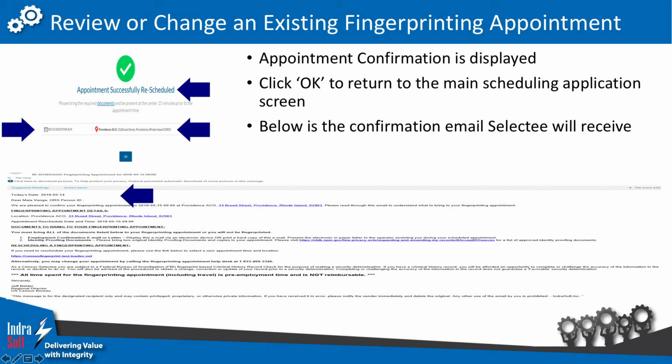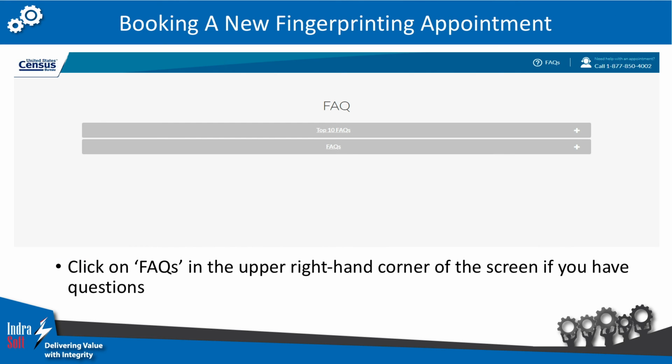The selectee will also receive an email stating their appointment has been rescheduled with the new date and time, along with location as a reference and a verification for selectee. If selectee at any point in this process needs assistance or further information, the selectee can either call the customer service number located in the top right-hand corner of the screen shown here, or simply click on the FAQ button, which will then display the top 10 facts. This is the completion of the 4-1 Selectee Schedules Fingerprint Appointment Training module.